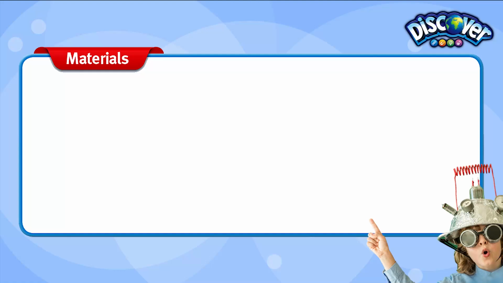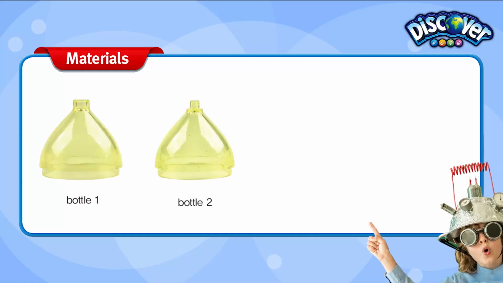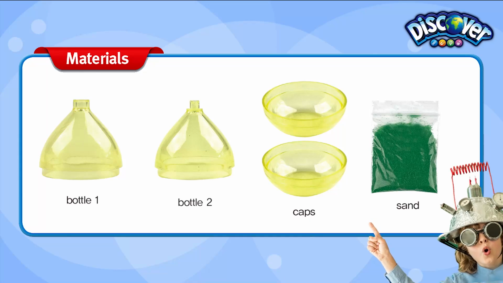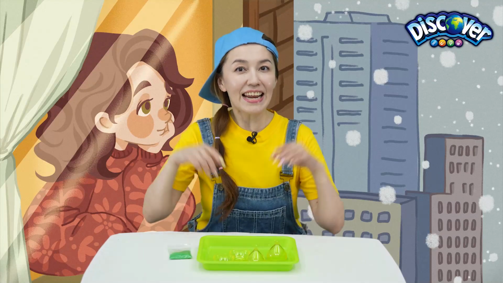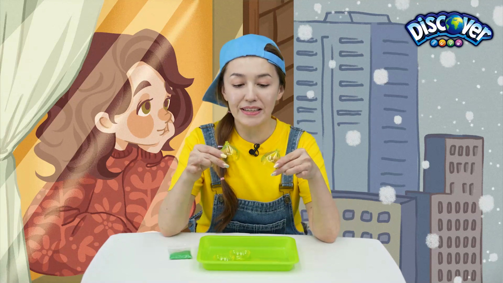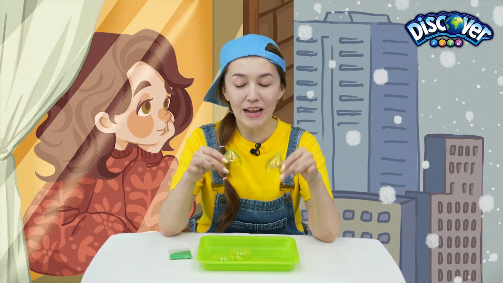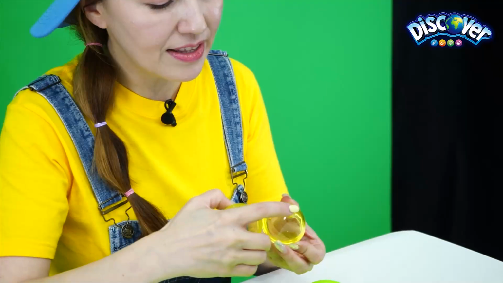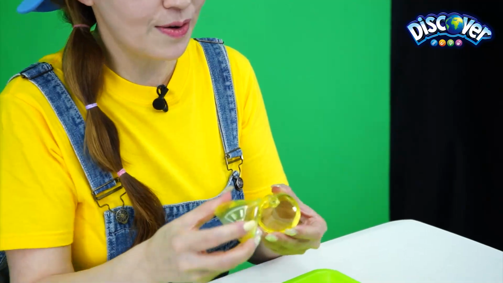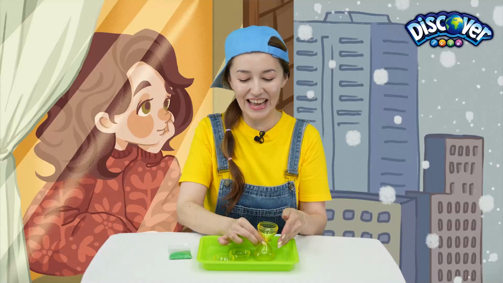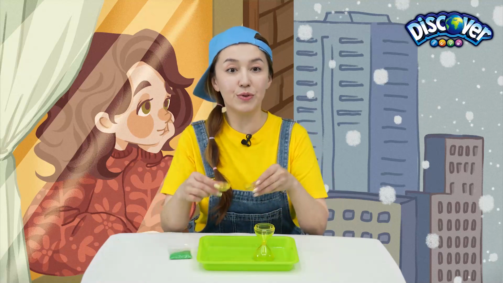Today's materials: bottle 1, bottle 2, 2 caps, and sand. Let's make an hourglass. Okay, so we have the 2 bigger pieces. This is bottle 1 and bottle 2. They're going to connect together. If you look, this is a bigger hole and this is a smaller hole. They go into each other like this. Ta-da!